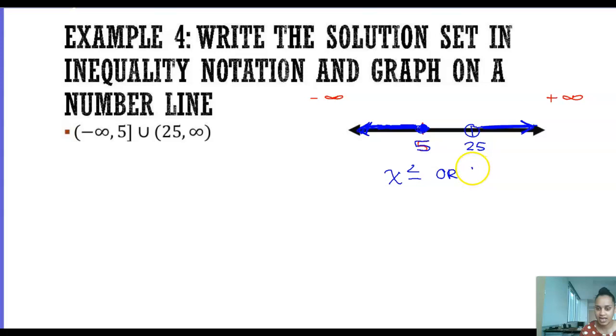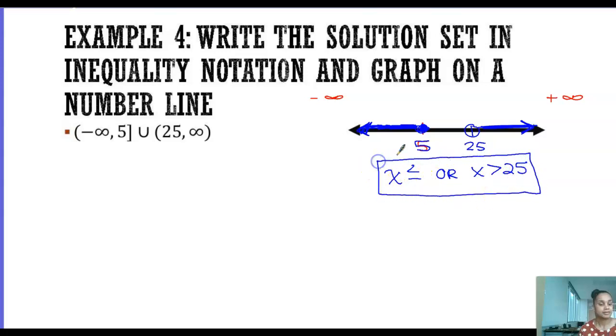Or we could say x is, let's look at this 25. It's an open circle and it's going to the right. So that's greater than 25. That's it.